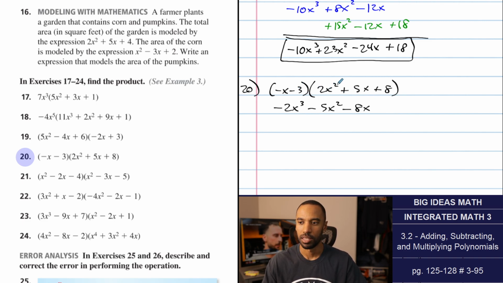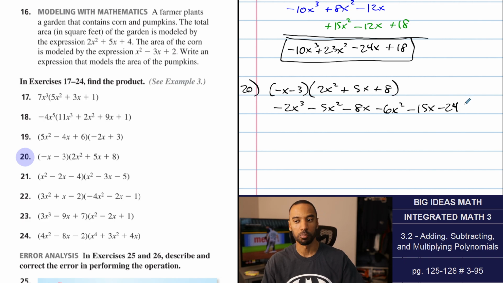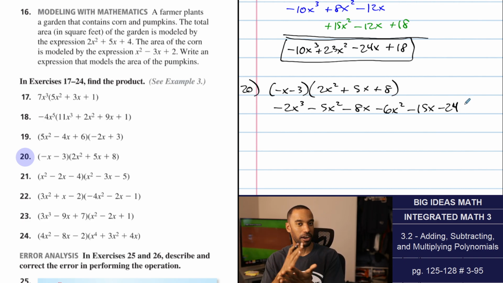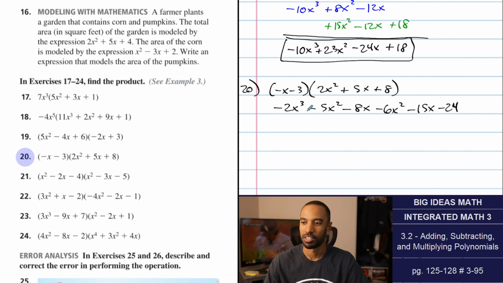Now negative 3 multiplies by these. A little different. The squared and x stay the same. It's just 3 times larger. Change the sign. Negative 6x squared, negative 15x, negative 24. I know that you were just multiplying them, but sometimes you like to look at a pattern and go with it as fast as you can.